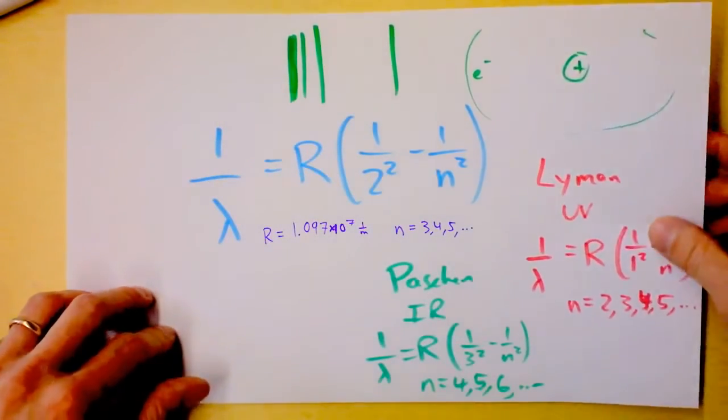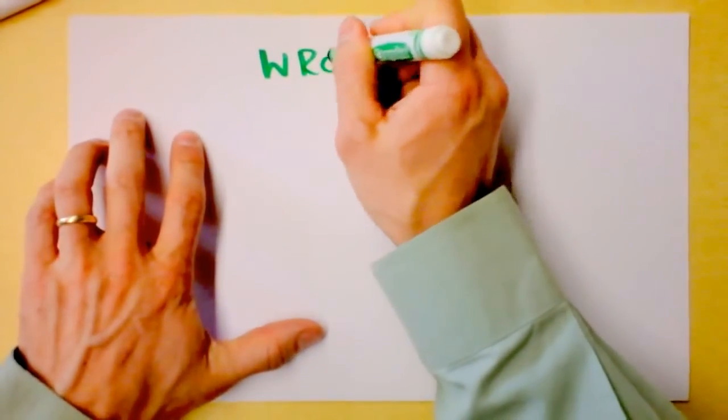So let's take stock of where we are. Let's make a list of people who were dreadfully wrong in trying to explain the atom.